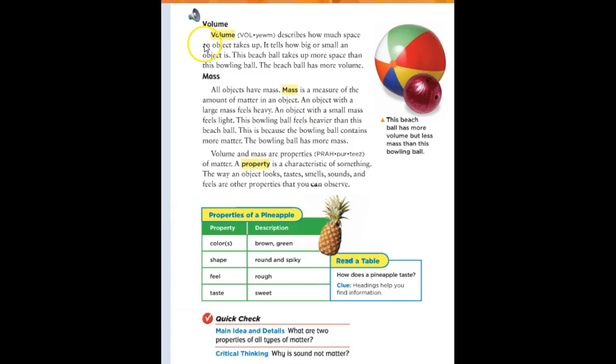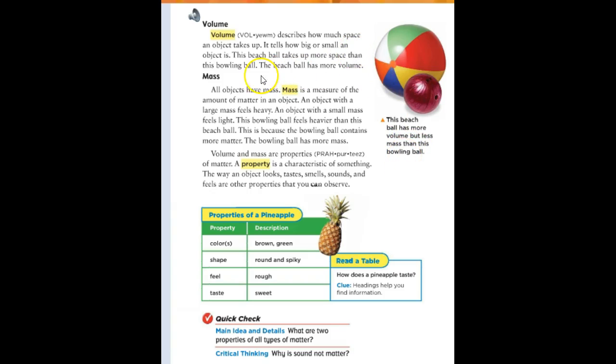Volume. Volume describes how much space an object takes up. It tells how big or small an object is. The beach ball takes up more space than this bowling ball. The beach ball has more volume. So that's an important term to remember. Volume is the measure of how much space something takes up. It says this beach ball has more volume but less mass than a bowling ball.